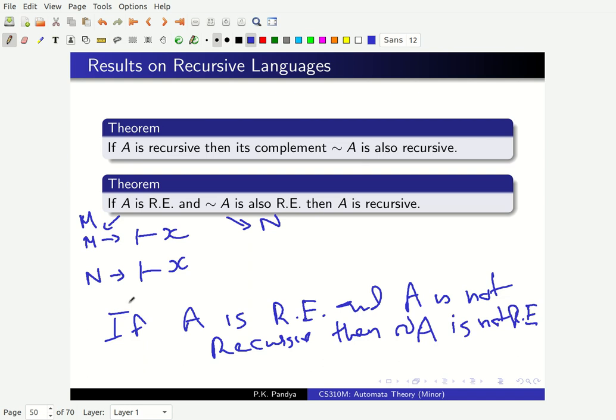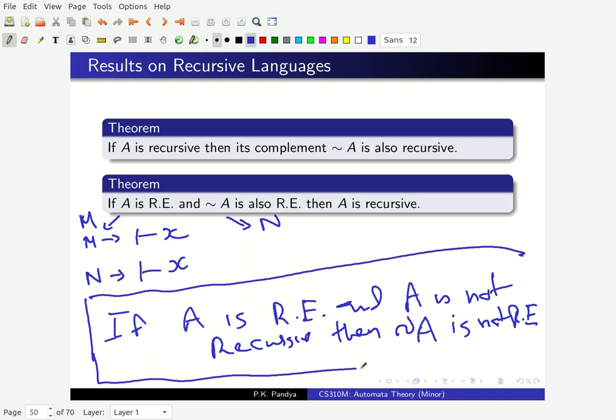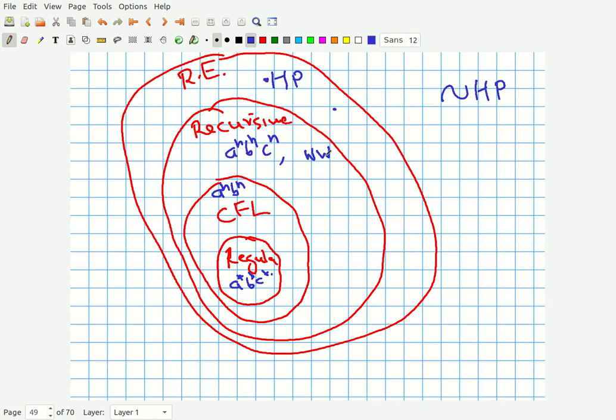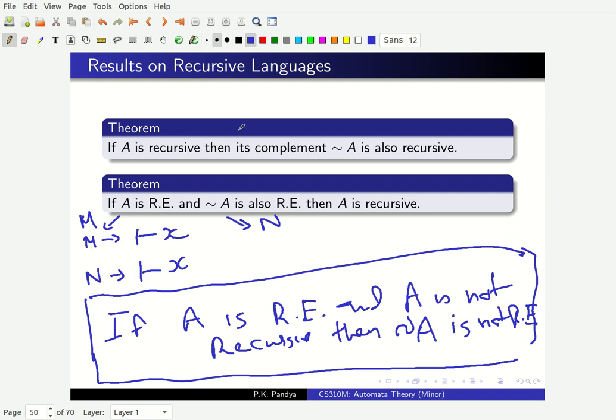Okay, so this is an important property, and it shows that whatever is there in this diagram, in the RE part which is not in recursive, its complement will come here. Okay, this may have many more things, right? So that is the question.